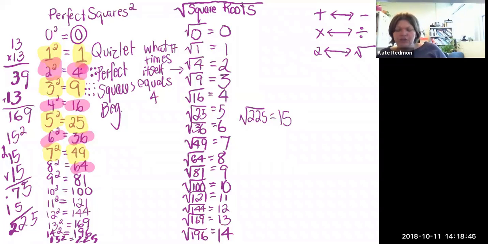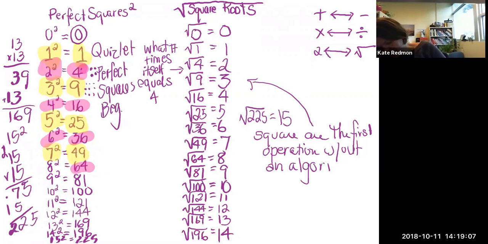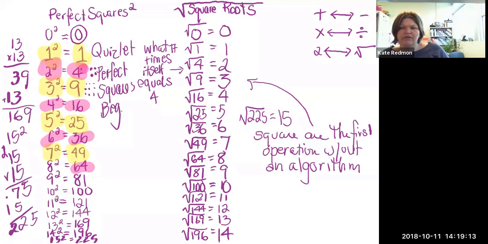And this is really, really good news because there's something I have to warn you about square roots. Square roots are the first operation without an algorithm. Now, a lot of my students look at me real blank right now when we have this conversation. What do you mean they're the first operation without an algorithm? They don't even know what the word algorithm means. Well, it turns out you've been using algorithms since about 2nd grade, maybe even before that.